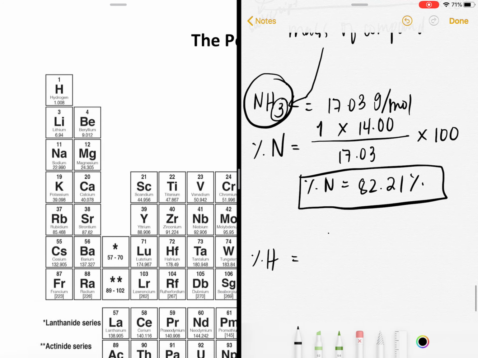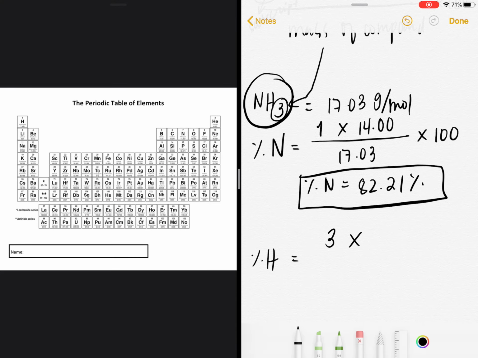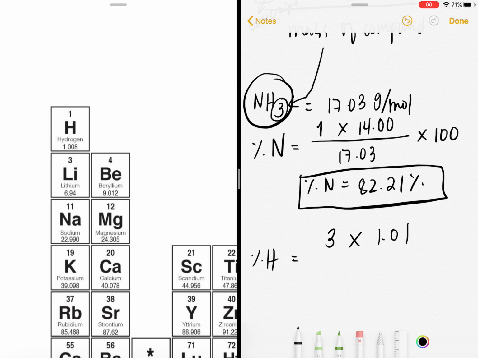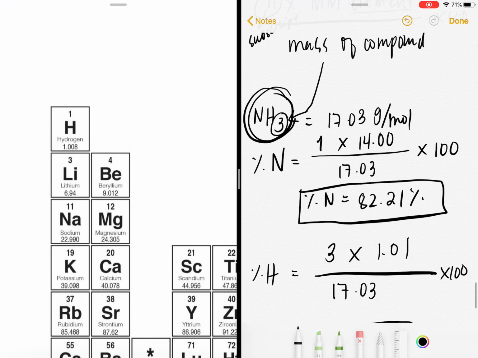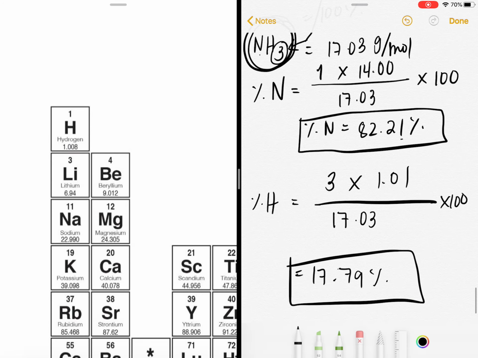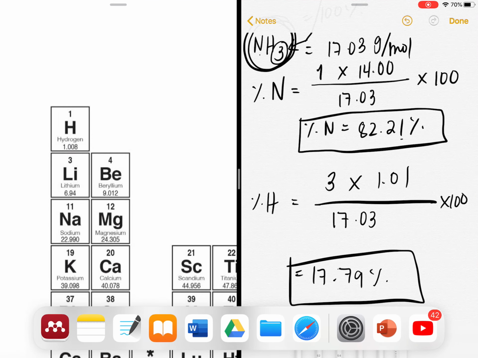N. The N is the number of atoms. Ilan si hydrogen dito? Tatlo. Times the atomic weight of hydrogen, the element alone is 1.01 over the mass of the entire compound, 17.03 times 100. Ayan. So, 3.03 divided by 17.03 times 100, that is equal to 17.79%. Ayan. So, ibig sabihin, if the entire compound is equal to 100%, 82.21% ng composition ay nitrogen at yung 17.79% ay hydrogen. So, dapat pag pinag-add natin yung 82.21 at saka yung 17.79, dapat approximately equal to 100 siya. That class is the percentage composition.